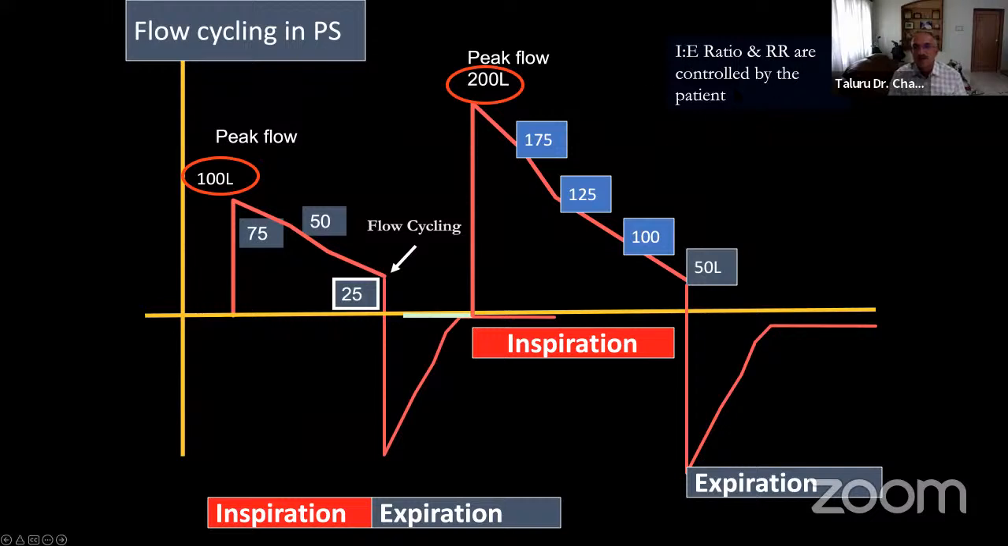See, the IE ratio and respiratory rate are controlled by the patient. In a pressure support mode, we don't have the option of setting it directly, but you can alter this by altering the expiratory sensitivity. It is called expiratory sensitivity because that is when the expiration starts. It is called expiratory trigger sensitivity, ETS. You have to go and see in your ventilators what it is. It is set at default 25.